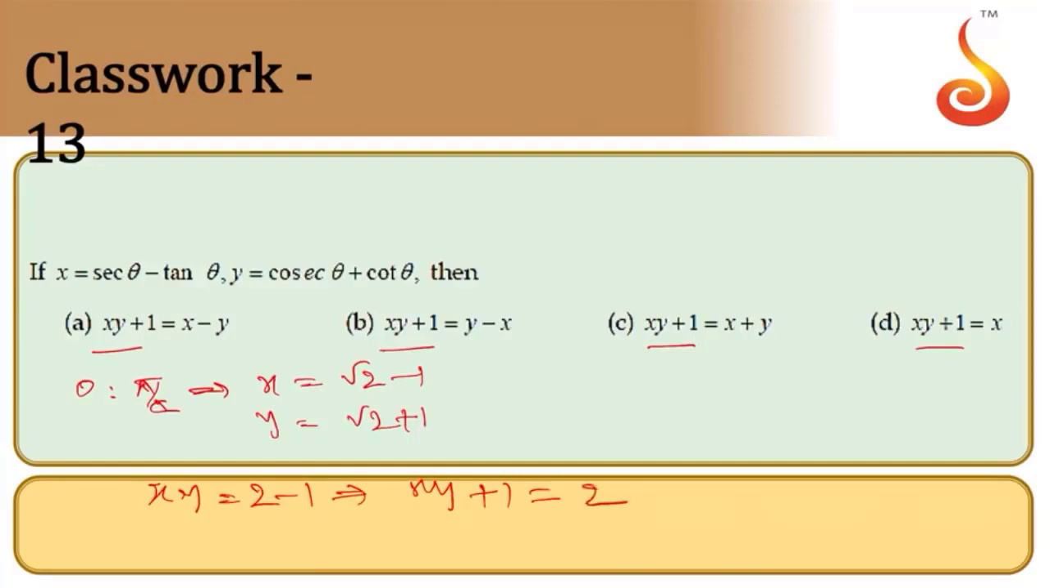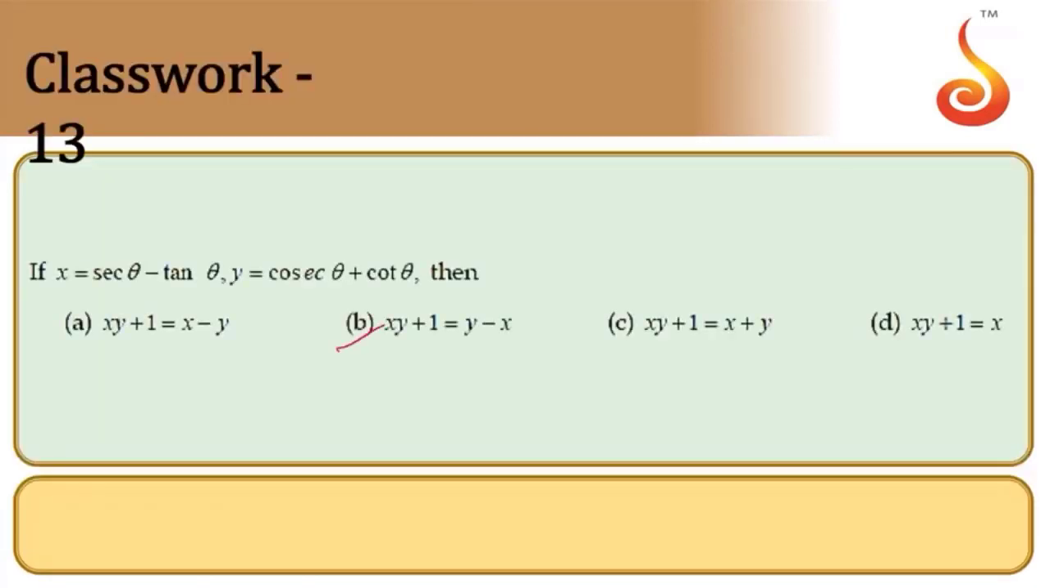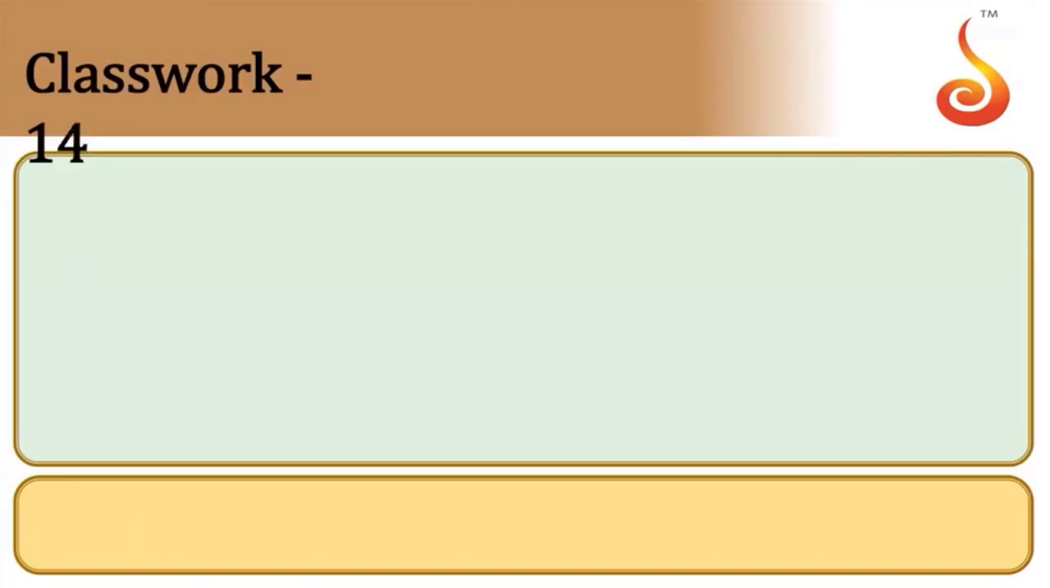But we know that y minus x, this number can also be, from the right hand side, y minus x. When you compare, see, y minus x means root 2 gets cancelled, giving 2. So therefore, the answer will match with y minus x from the options. So the answer happens to be B. So the answer is B. So xy plus 1 is equal to y minus x.